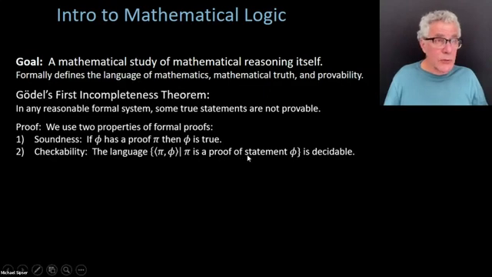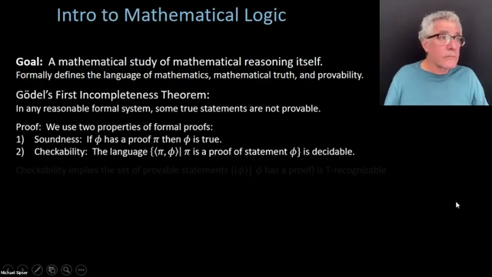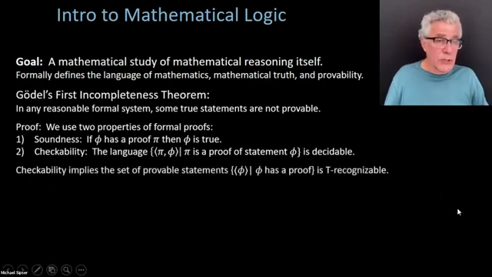Your proof checker can say, yes, it's valid, or no, not valid. And that's something you can do by algorithm. Okay, so those are the two assumptions that we're going to make about our system of proofs, and that's all we're going to need.